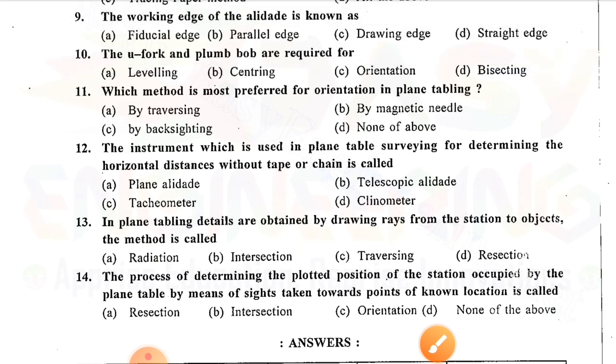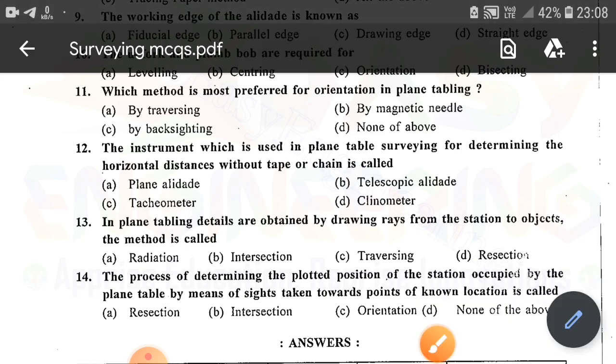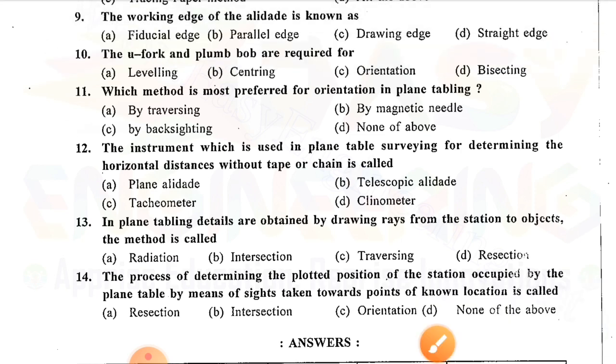Question number 12, the instrument which is used in plane table surveying for determining the horizontal distance without tape or chain is called. Option B is correct, telescopic alidade. Question number 13, in plane tabling details are obtained by drawing rays from the station to objects. The method is called. Option A is correct, radiation.